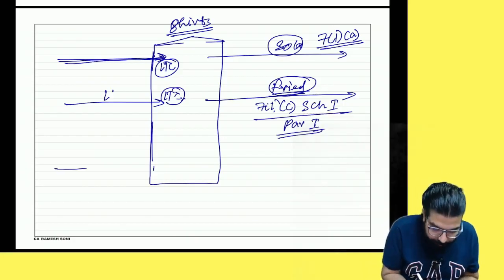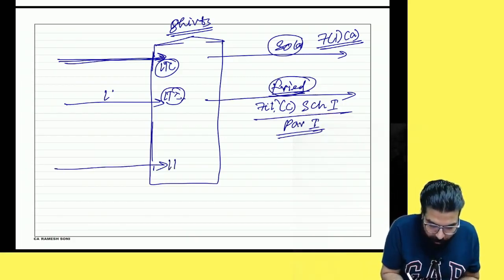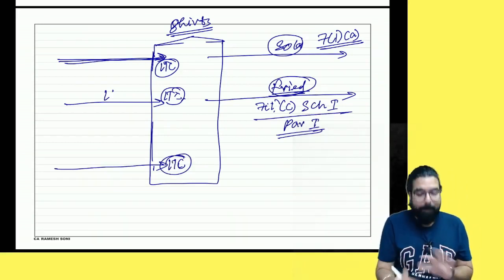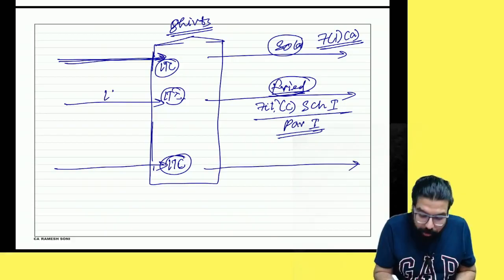Okay. I bought shirt. I took the ITC. Okay? I gave it to my employee.